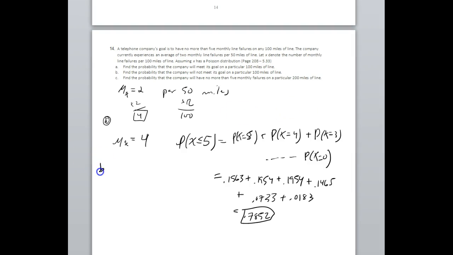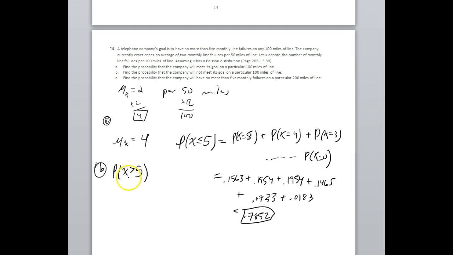So B, find the probability that the company will not meet its goal on a particular 100 miles of line. Well, that's going to be easy. We know the probability that it does meet its goal. So this is just going to be 1 minus the probability that it does meet its goal.